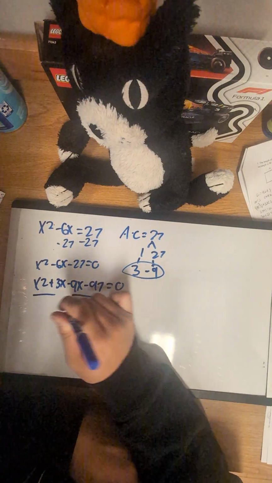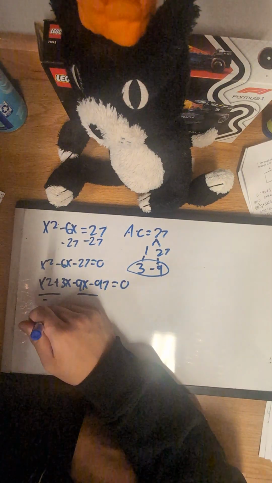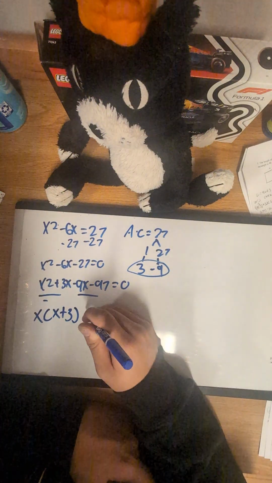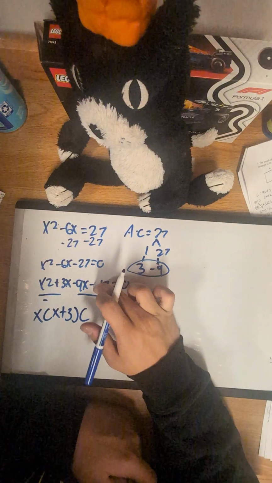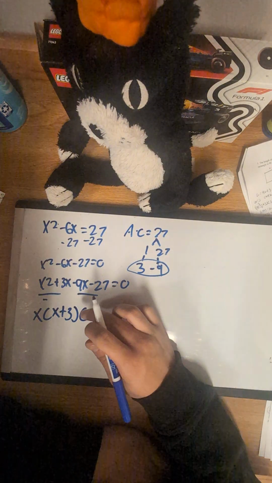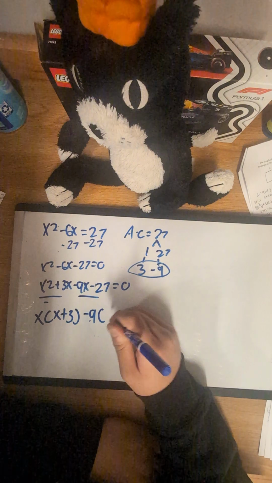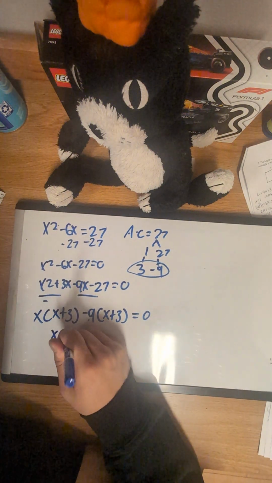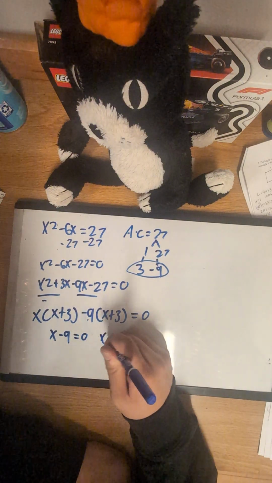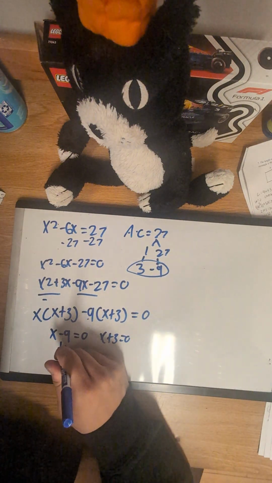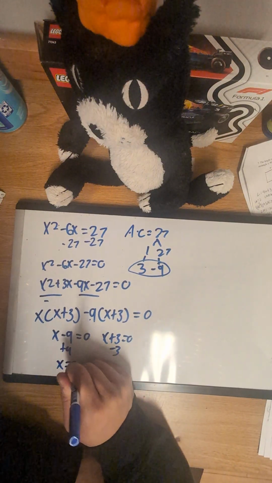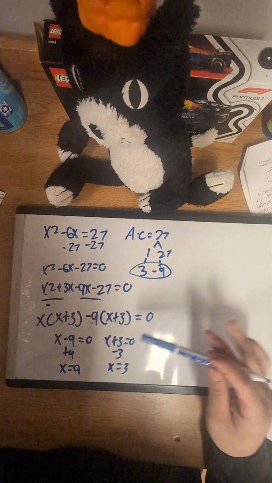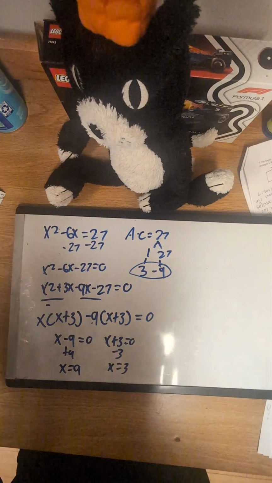I'm going to factor via grouping. So we'll factor this first one out by x, and that'll give us x plus 3. We will factor out this next one by negative 9, and that'll also give us x plus 3. This all equals 0, and we'll go ahead and solve for x now. X minus 9 equals 0, and x plus 3 equals 0. Plus 9, minus 3, x equals 9, and x equals negative 3. Pretty simple. Like I said, AC method, factor by grouping. We did this in the last exam, so it should be nothing super new.